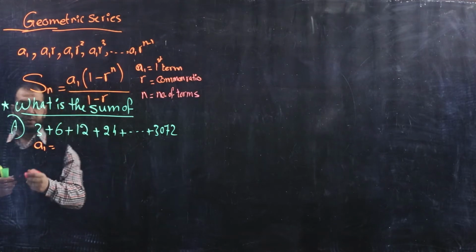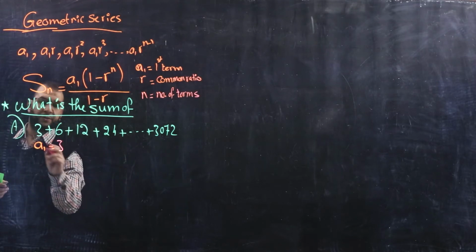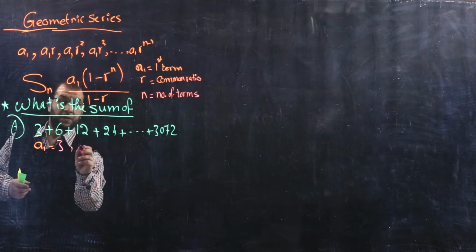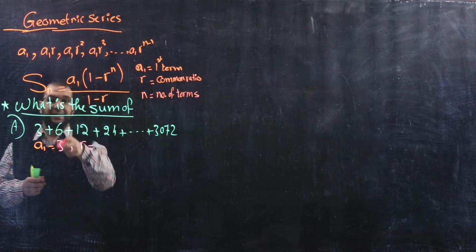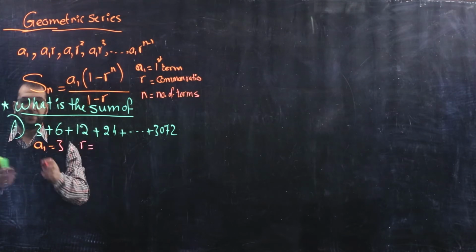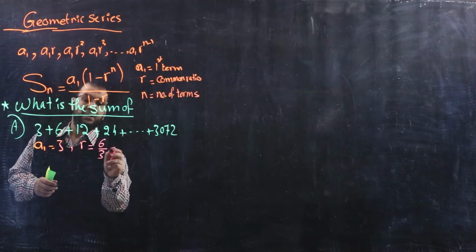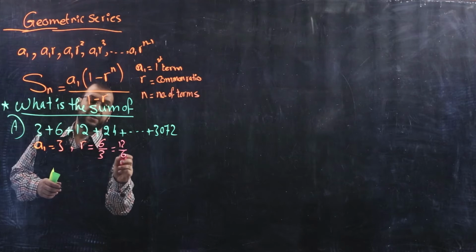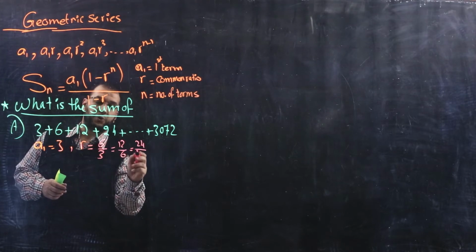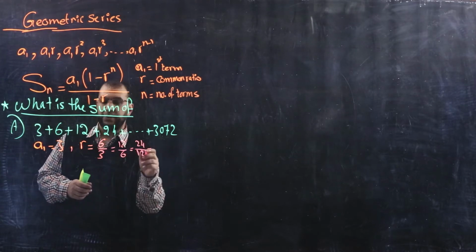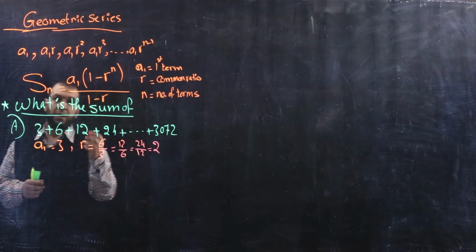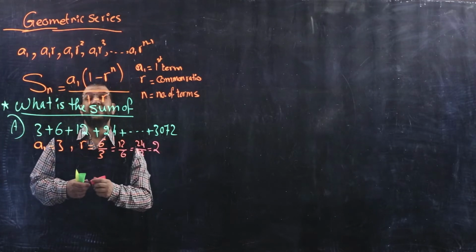Let's get a sub 1. A sub 1 here is 3. r we can get by dividing any successive terms. For example, 6 over 3, 12 over 6, 24 over 12, and so on. All of these will give me 2. So r equals 2. Now I need to get n.